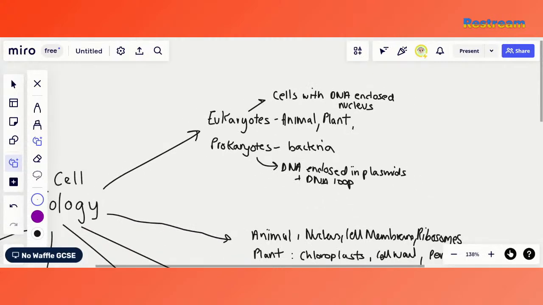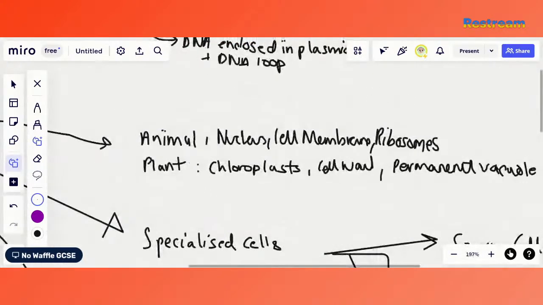Then we need to talk about animal and plant cells and what they each contain. Again, animal and plant cells have cell membrane, nucleus, and ribosomes as the general structures, and then chloroplast, cell wall, and permanent vacuole as the specific structures. You could have described them as well. So that's what I missed here.